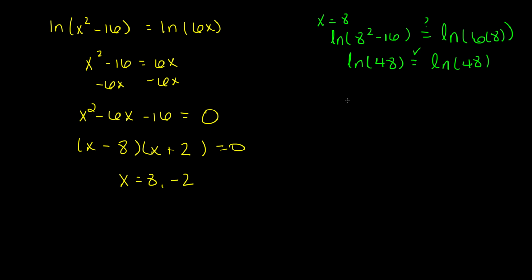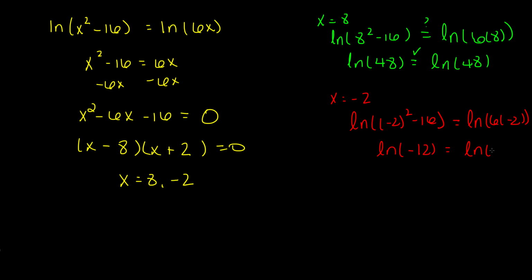Let's look at the other solution, x equals negative 2. Well, I have natural log of negative 2 squared minus 16 equal to the natural log of 6 times negative 2. Okay, on the left-hand side, we would have natural log of negative 12. And on the right-hand side, we have natural log of negative 12.